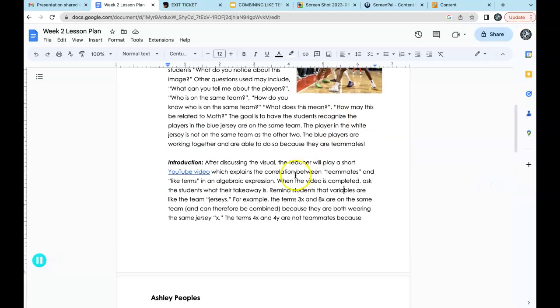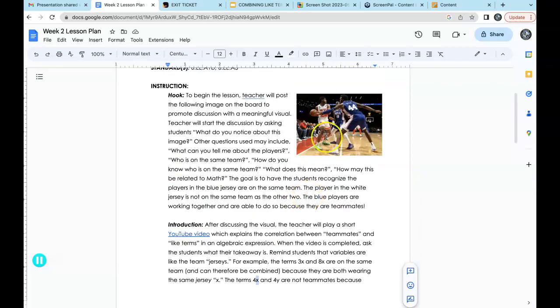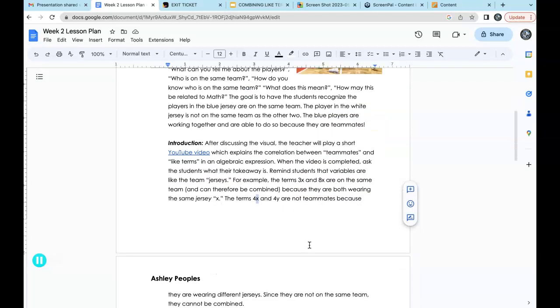So, for example, I have in my lesson plan that if you looked at 3x and 8x, they would be on the same team and therefore could be combined because they are both wearing the same jersey. And in this case, the jersey is the variable, which is x. If I'm looking at another example with 4x and 4y, since the jerseys are not the same, they would be on different teams like a white and a blue jersey, they cannot be combined.